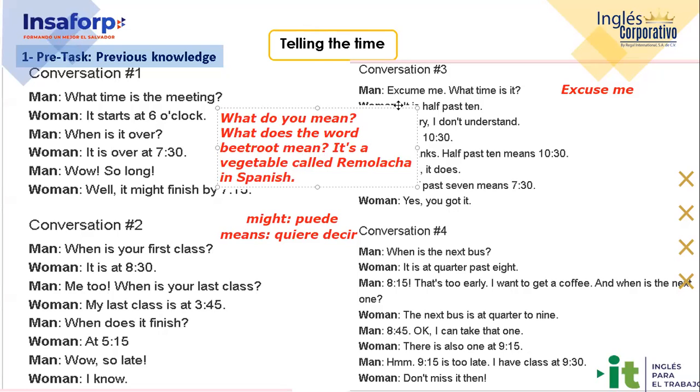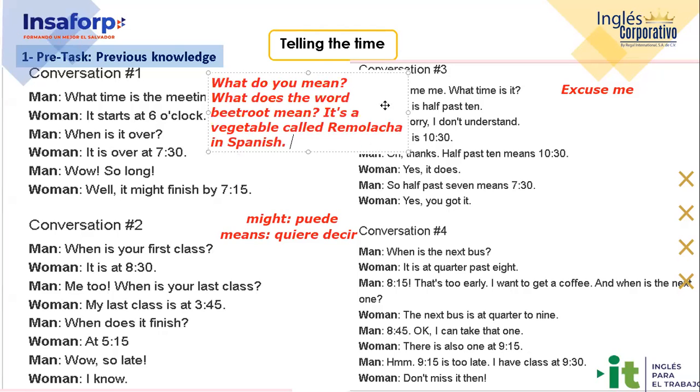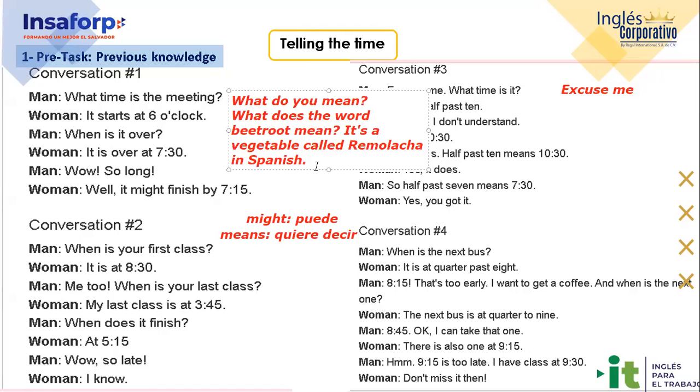Okay. So that's the word mean. Any other word that you need to check? Okay, so we also have the word miss. Miss means perder, right? But when you're late for something. Okay, miss significa perder. Por ejemplo, veamos en la conversación 4.